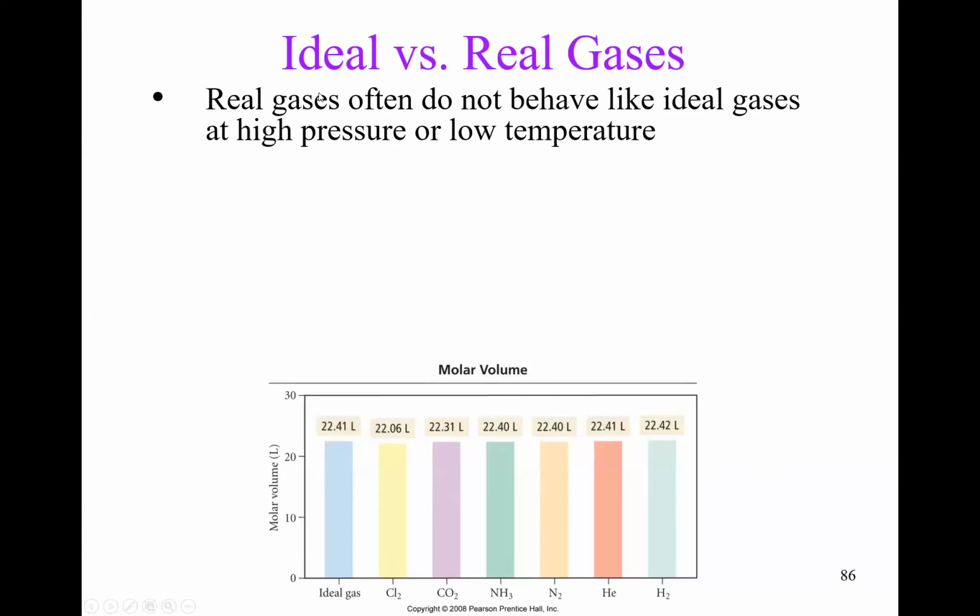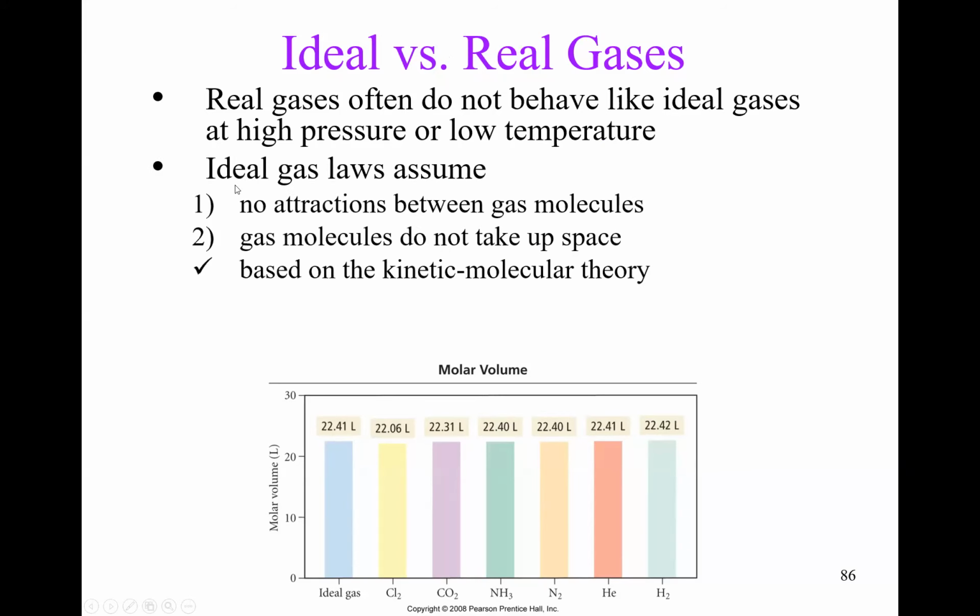All right, so all chapter long, everything was tied into the ideal gas law. But what's the difference between how gases really behave? So real gases don't always behave like the ideal gas law. And when do they do this? They do it at high pressure or low temperature.